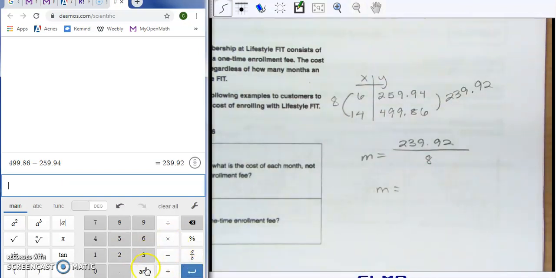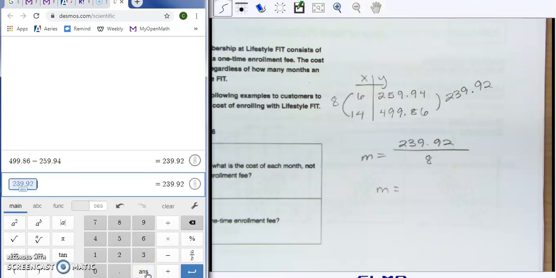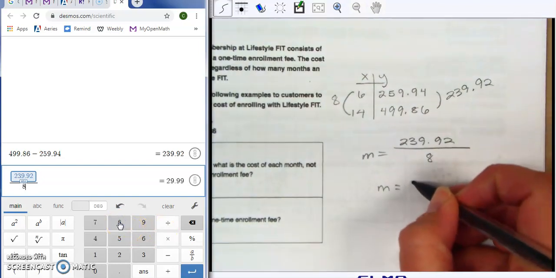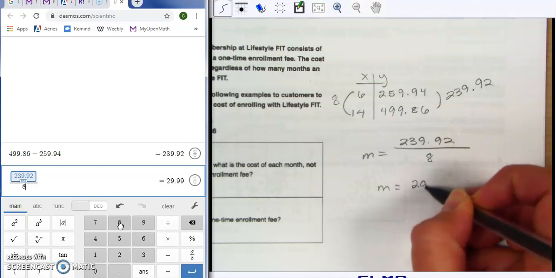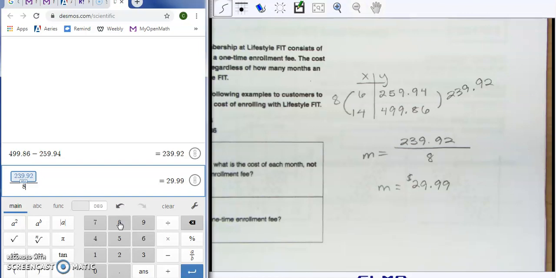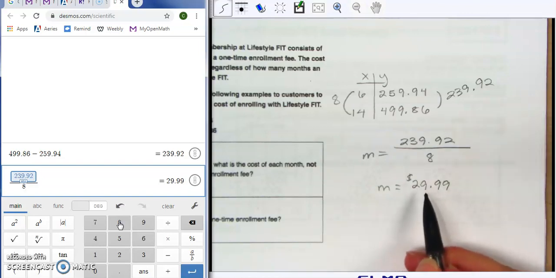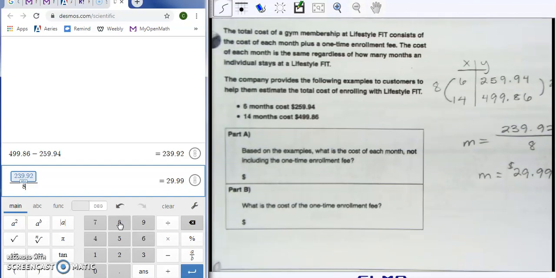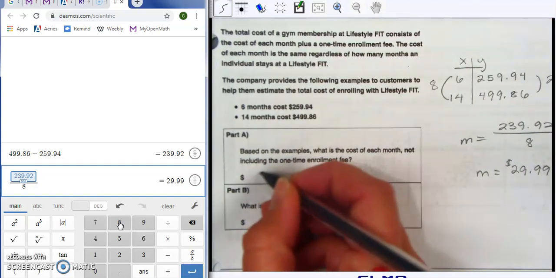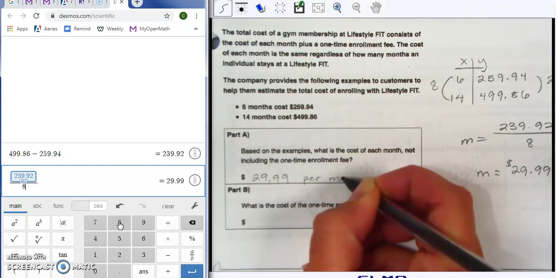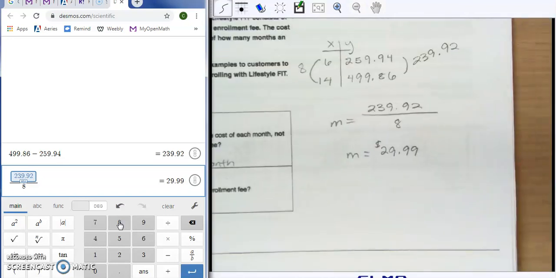Oh my goodness, how many bells are we going to hear? Let's take that answer, 239.92, and divide that by the 8 additional months, which means they were charging $29.99 a month. Now that's more like it. That's a more reasonable cost, like you'll see at different gyms. They don't ever end up charging a perfect value, so we have to get used to using decimals. All right, so that tells me the cost of each month was $29.99 per month.